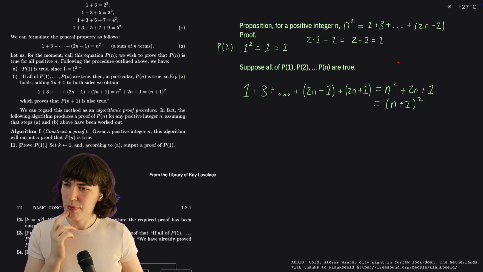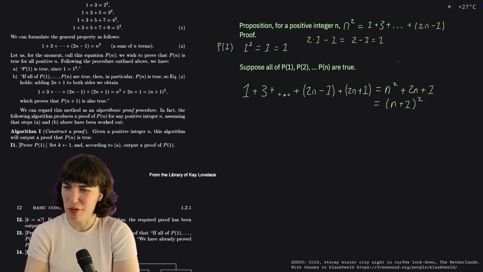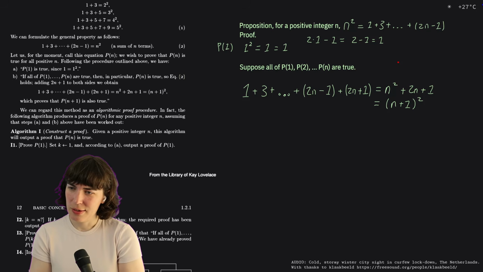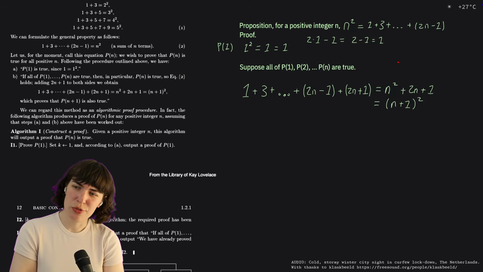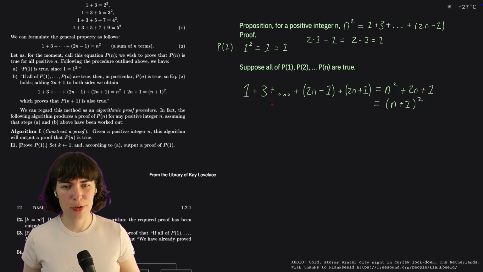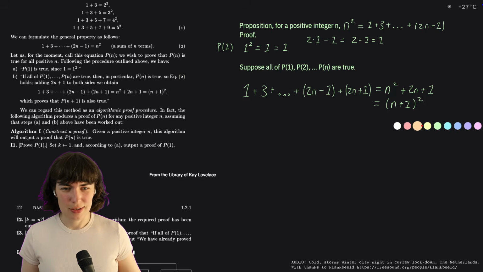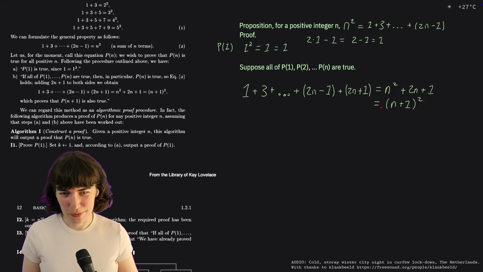Which proves that Pn plus 1 is also true. That's quite a concise way of putting it. So how does it prove that? Oh, wait, of course. Eureka, I say as Knuth does all the work for me. It proves Pn plus 1 is also true because this is Pn plus 1.